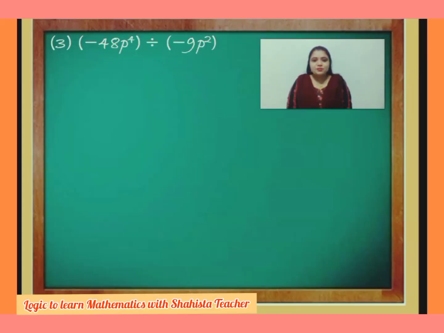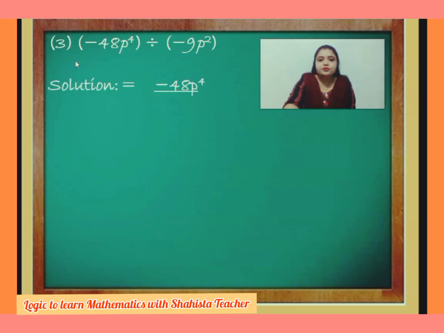Let's solve question number 3 of practice set 10.1, that is minus 48p power 4 divided by minus 9p square. Here minus 48p power 4 will be the numerator and minus 9p square will be the denominator. Both these terms get divided, and we have to find the quotient and remainder. So here we will write the solution.